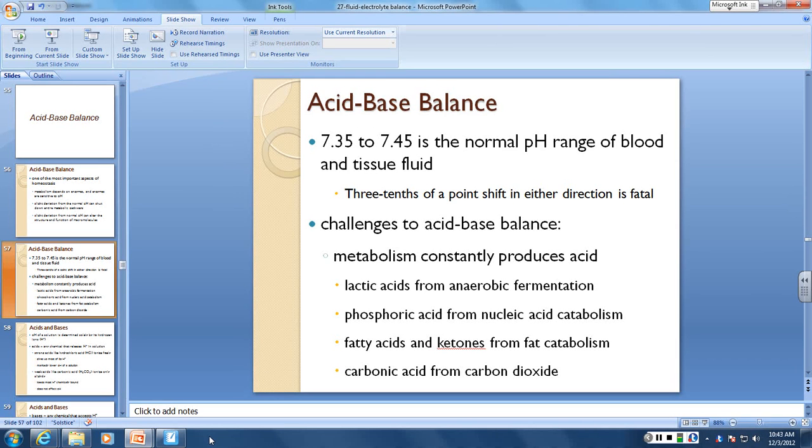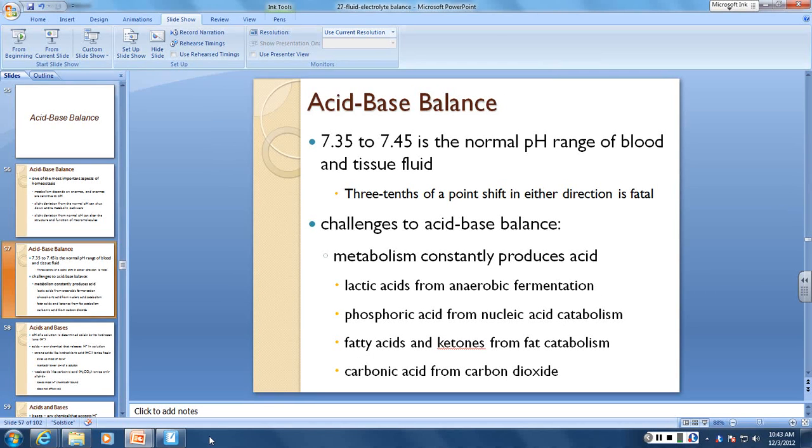Okay, so challenges to acid-base balance. Metabolism constantly produces acid. So we're constantly producing lactic acid in the process of making ATP. Remember anaerobic fermentation, when your muscles fatigue, that lactic acid buildup. So the body has to be able to get rid of that fairly quickly. Phosphoric acid from breakdown of nucleic acid, fatty acid and ketones from breakdown of fats.